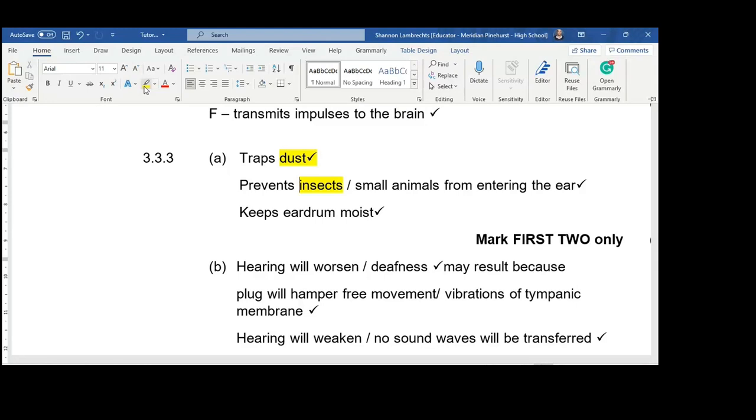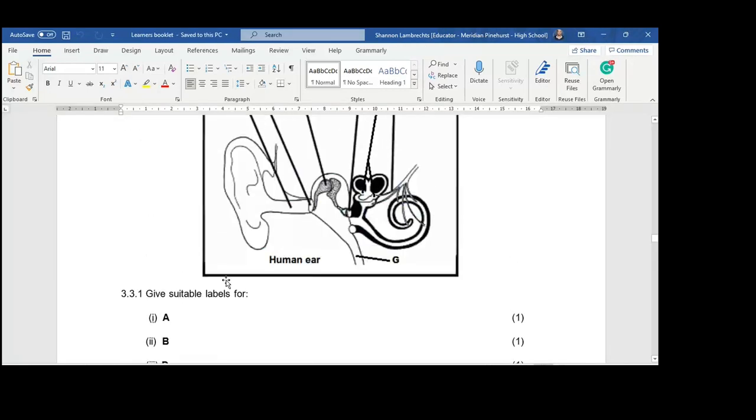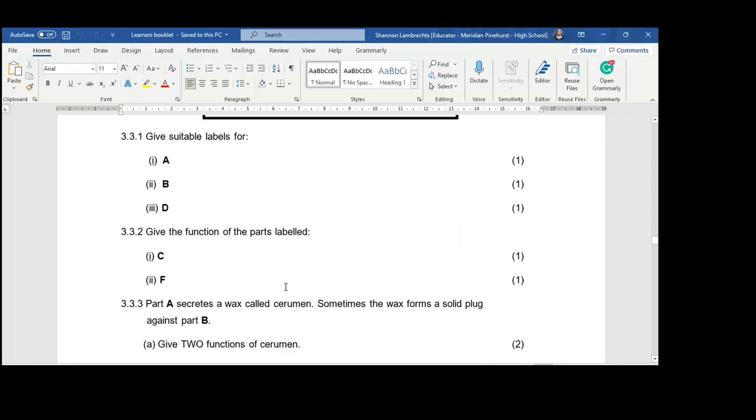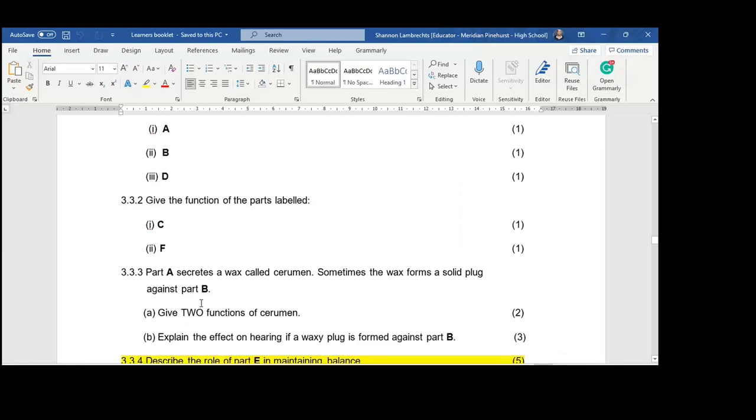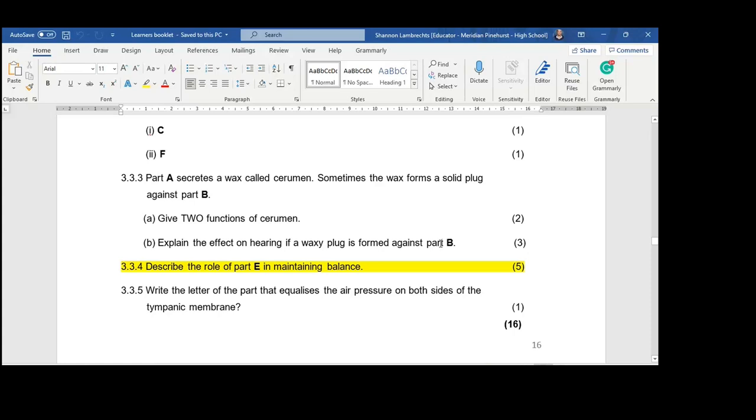I was waiting for part B from anyone. I see, there we go. Proteus Technical High School gave it to us, the tympanic membrane. That's absolutely correct. So now, if you look at this question, it says the part B is now being affected. It says, explain the effect on hearing if the waxy plug is formed against part B. So we know part B is the tympanic membrane.